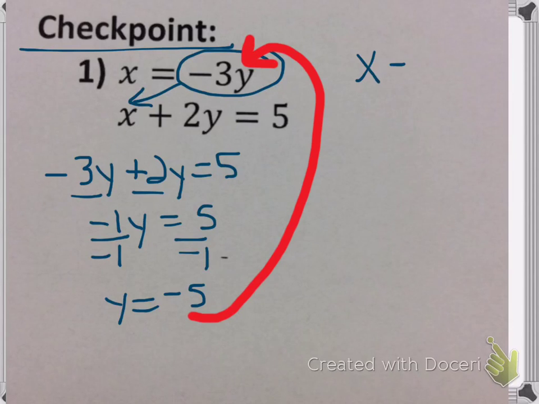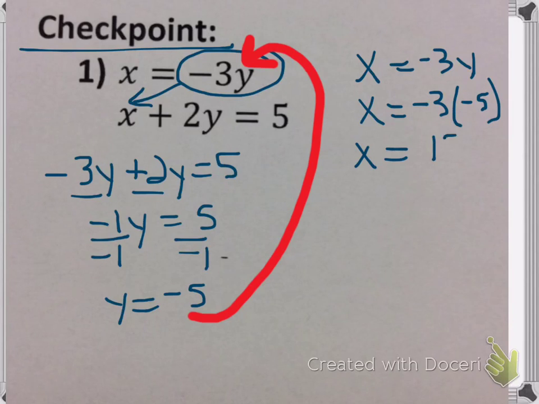So I'm going to have x equals a negative 3 times y, but my y is going to be negative 5. So negative 3 times negative 5 is a positive 15. So my solution is going to be my ordered pair, my x comma y. So 15 comma negative 5.